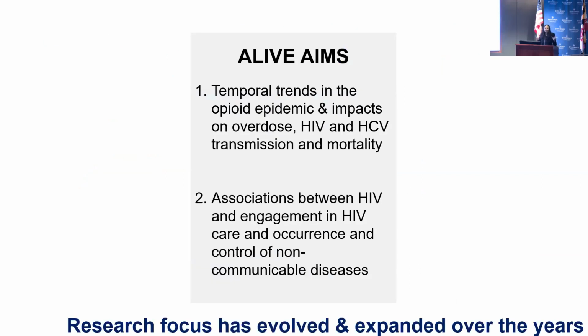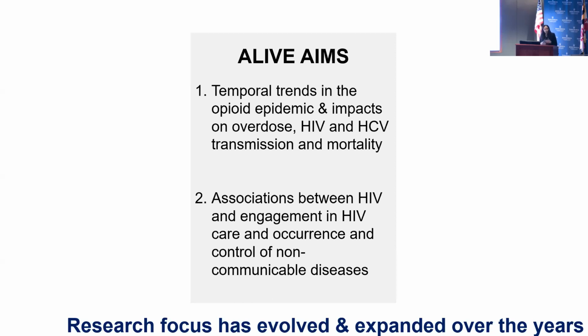So we really see ALIVE as a platform for other work. ALIVE creates the infrastructure upon which other investigation is built. So these are the core aims of ALIVE today. We have 2 areas of focus. The first is related to opioid use: temporal trends in the epidemic, the impact of those changing trends on outcomes like overdose, HIV seroconversion, hepatitis C acquisition, and mortality. And then the other aspect is related to aging, right?